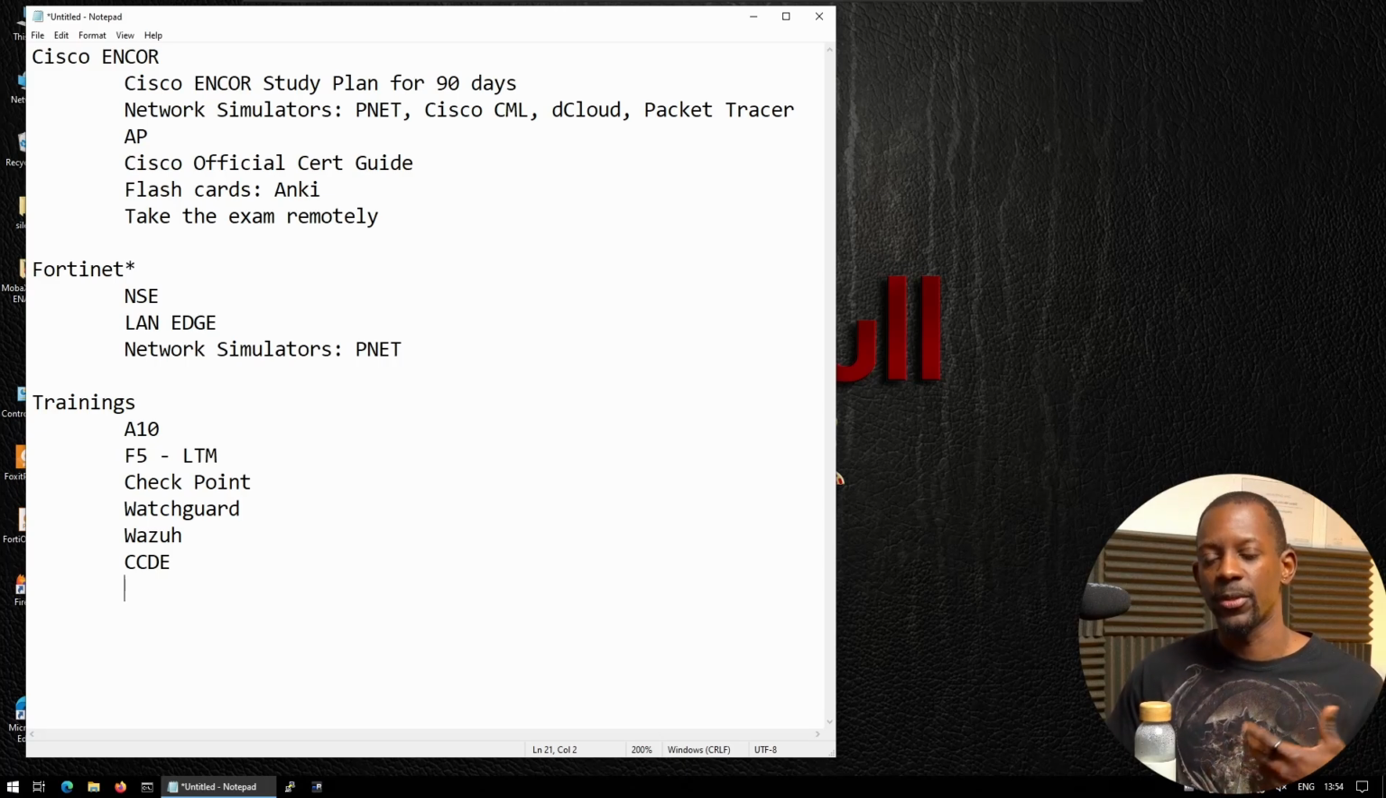Now, for trainings also, these are some of the products or technologies that I really need to keep fresh. I need to review the concepts. The first one being A10. Now, if you don't know A10, it is a load balancer.